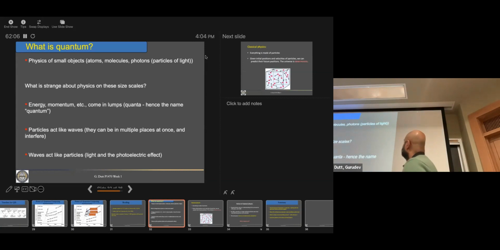The first thing we have to know about quantum is that it is the physics of usually small objects. Atoms, molecules, photons. Photons are particles of light. I'm sure most of you have heard of them.